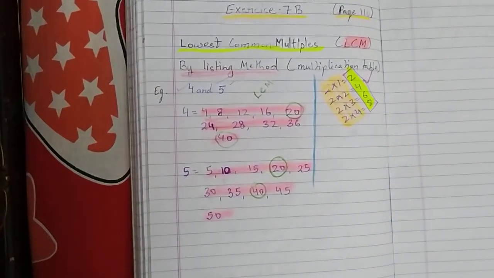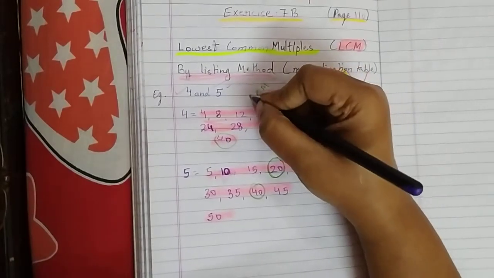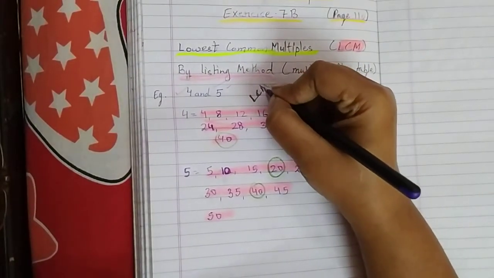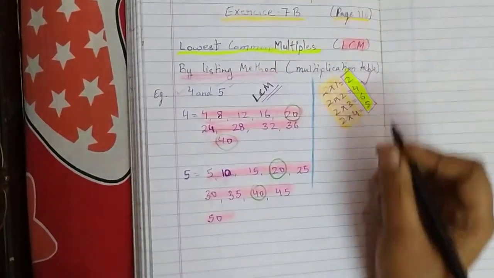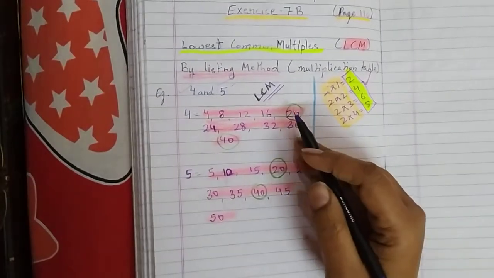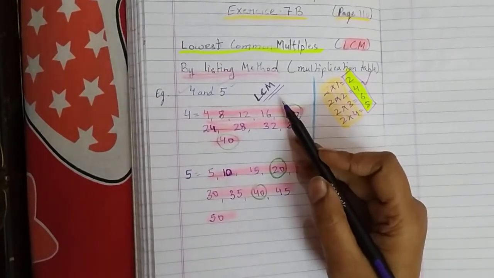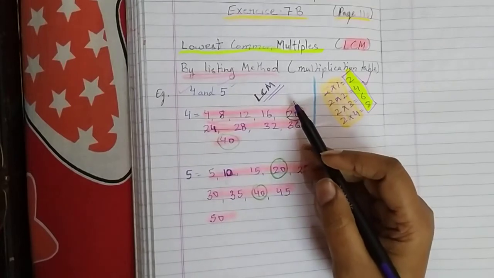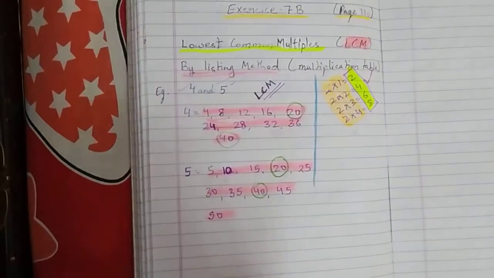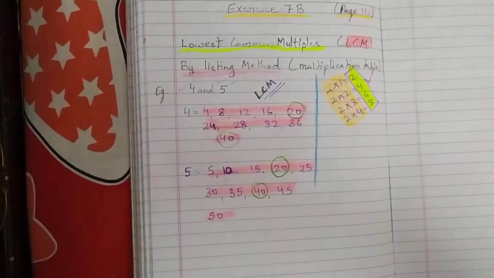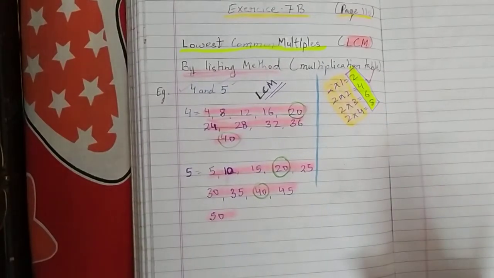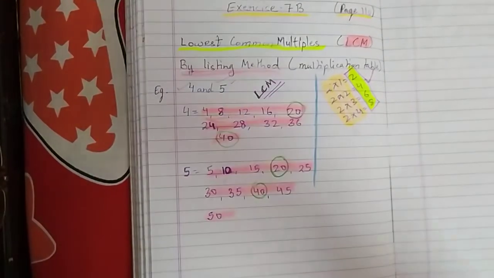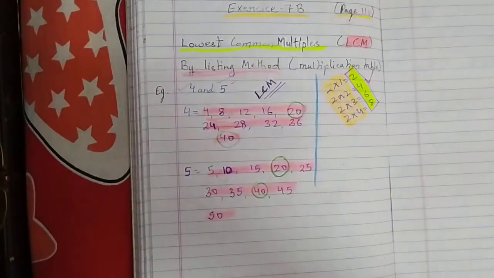Okay. Now, we are talking about LCM, that means lowest common multiple. Children, we always ask for the lowest common multiple, not the highest common multiple. Why? Because numbers never end. We cannot tell which number is the last number. It goes on like this only. So we always talk about the lowest common multiple.